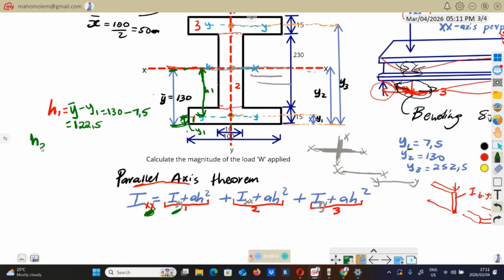H2 will be y bar minus y2. Actually, it will always be the case. H7 will be y bar minus y7. H20 will be equal to y bar minus y20.